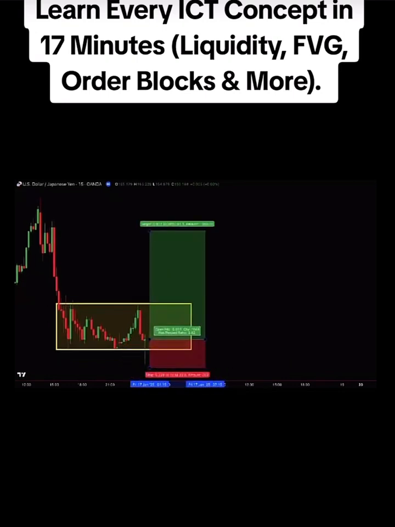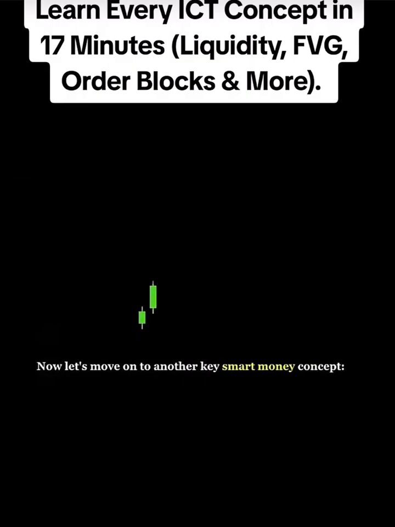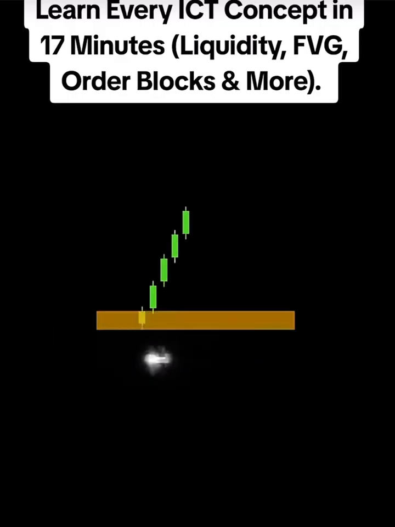Set your stop loss just below the recent swing low. Aim for the next significant resistance level as your target. This is your chance to catch the markup, the explosive move upward powered by institutional momentum. Now let's move on to another key smart money concept, order blocks.